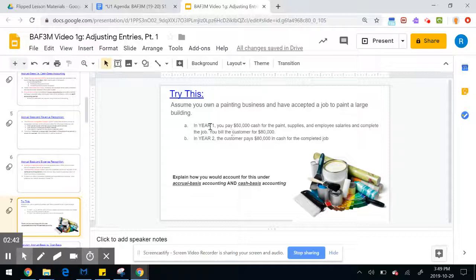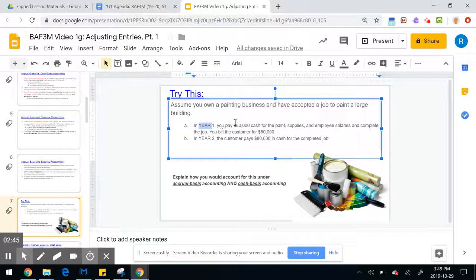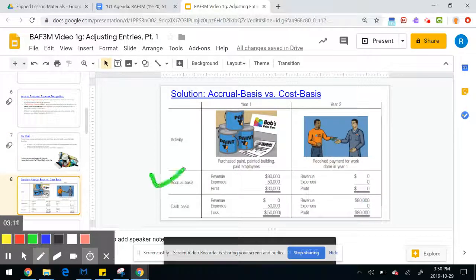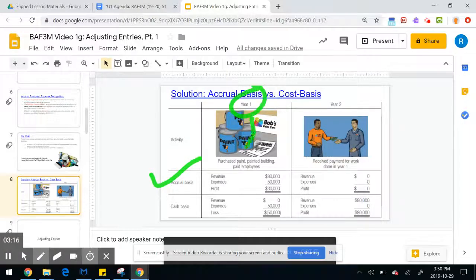So as an example, imagine that in year one, let's say December, you pay $50,000 cash as a business for all the paint and supplies and the salaries, if you're a painting business, and we bill the customer $80,000. All right. So we're doing this all, let's say, in December. We spend $50,000 to paint the house. The customer pays us $80,000, but they're not paying us back until maybe midway through January, so during year two. So the way we would record this transaction, the way that we like, is accrual-based accounting. So if we actually painted the house in December of year one, then we put the revenue in year one and the expenses in year one, which makes sense.